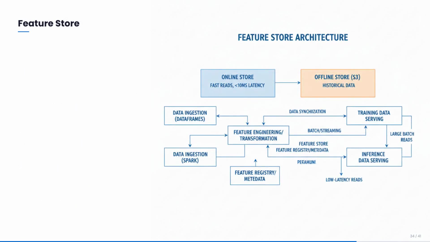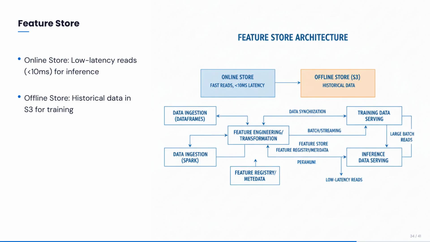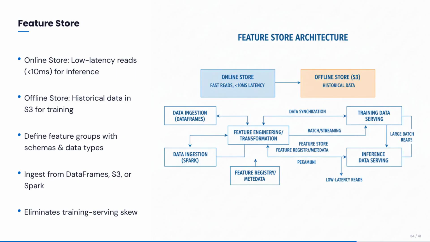SageMaker Feature Store manages your ML features across training and inference. The online store provides low-latency reads for real-time inference, typically under 10 milliseconds. The offline store persists historical data in S3 for training. You define feature groups with schemas and ingest data from data frames, S3, or Spark. The feature store ensures consistency between training and serving, eliminating training-serving skew.